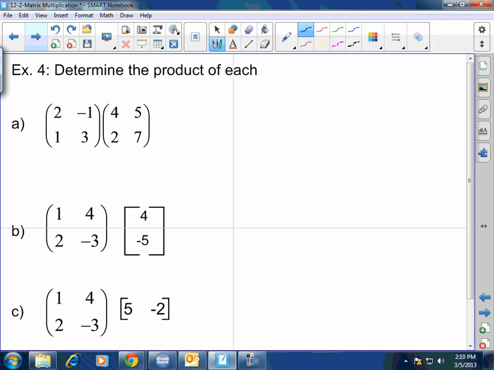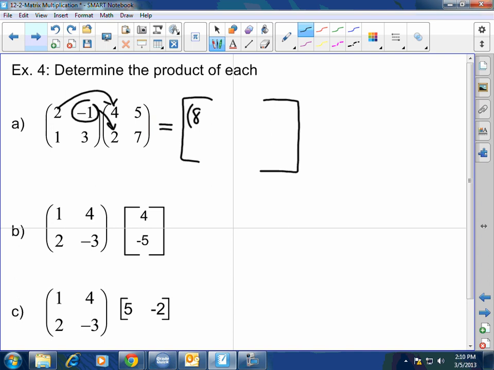Determine the product of each. Okay, guys. Follow my lead. Make a little thing like this. 2 times 4 is 8. And then negative 1 times 2 is negative 2. You with me? That's your first value. We're good? Now, 2 times 5 is 10. Negative 1 times 7 is negative 7. That's my second value.